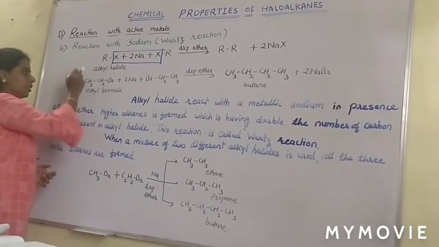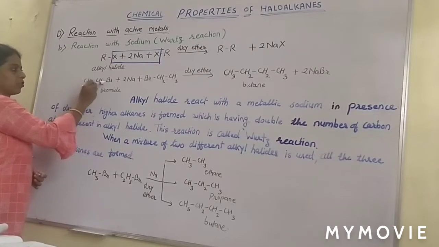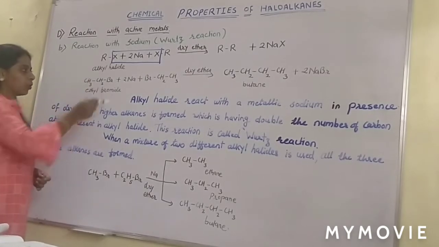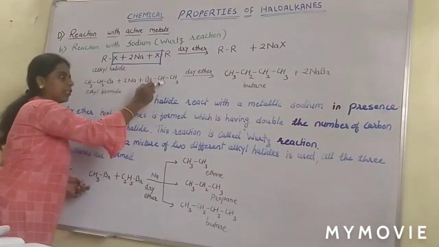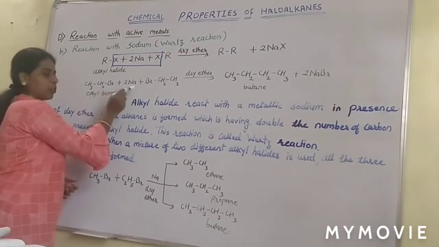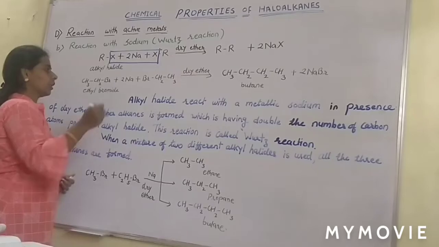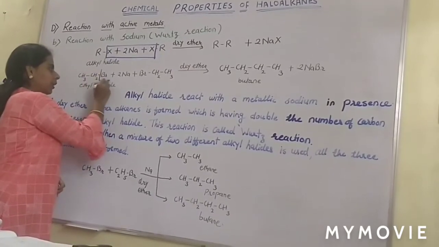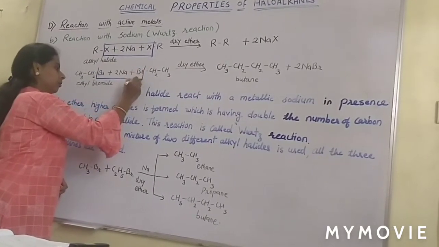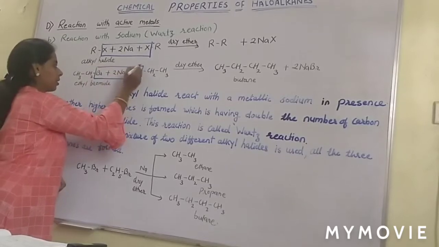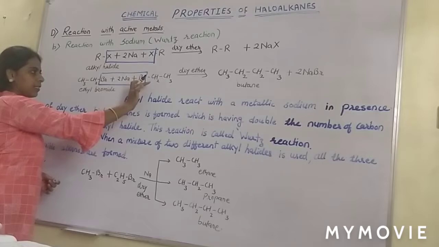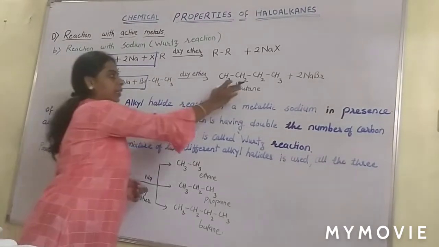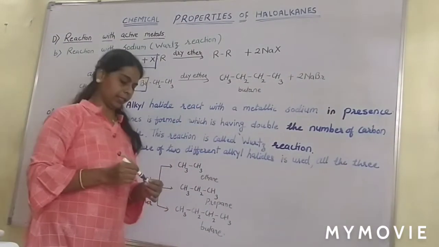Now this is the general reaction. We'll see CH3CH2Br, that is ethyl bromide. Two molecules of ethyl bromide, the same alkyl halide, we have taken here. CH3CH2Br reacts with two molecules of Na in presence of dry ether. So here also, according to the above reaction, twice NaBr is the byproduct, and CH3CH2 combined with CH2CH3. So here we are getting an alkane, but a higher alkane.